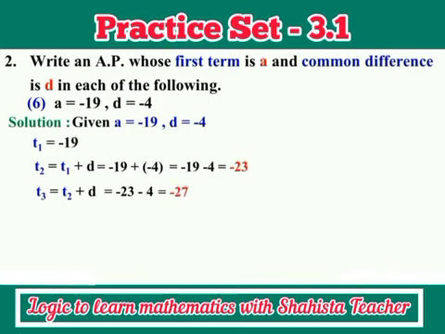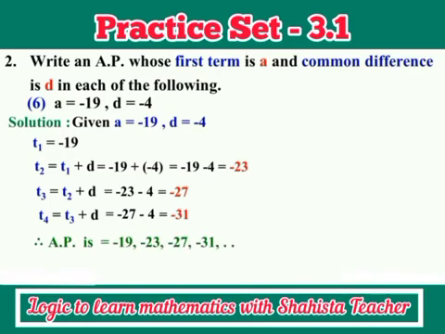So T3 is minus 23 minus 4. Minus minus plus. So minus 27. T4 is equal to T3 plus D is equal to minus 27 minus 4. That is equal to minus minus plus. So minus 31. The AP is minus 19, minus 23, minus 27 and minus 31 and so on.